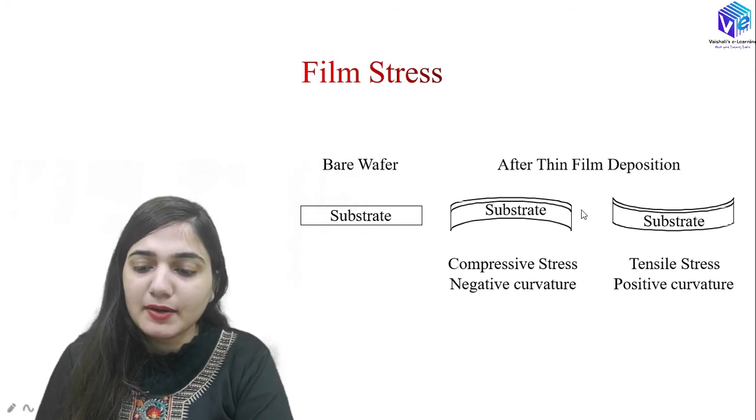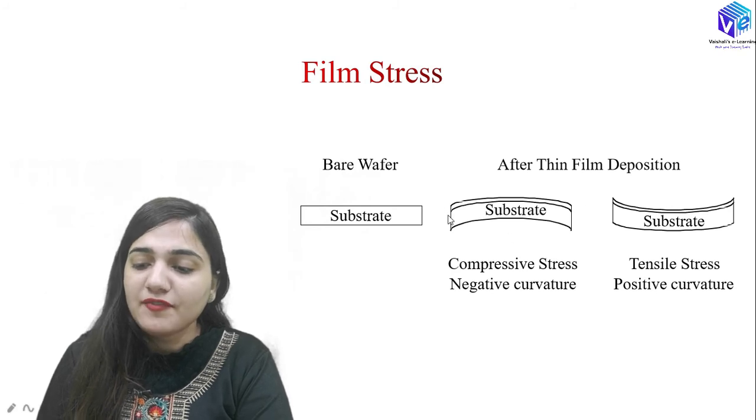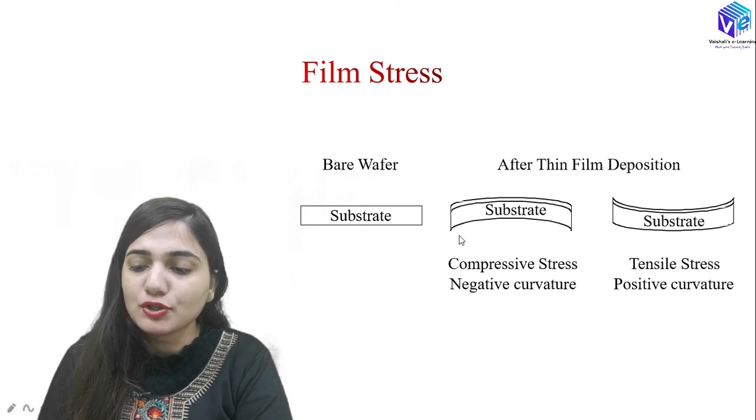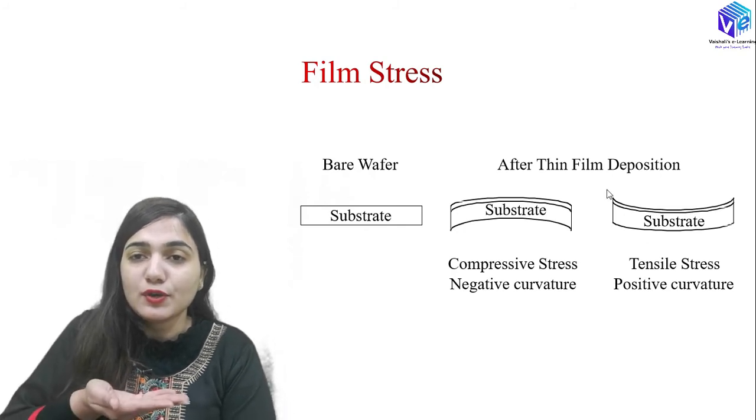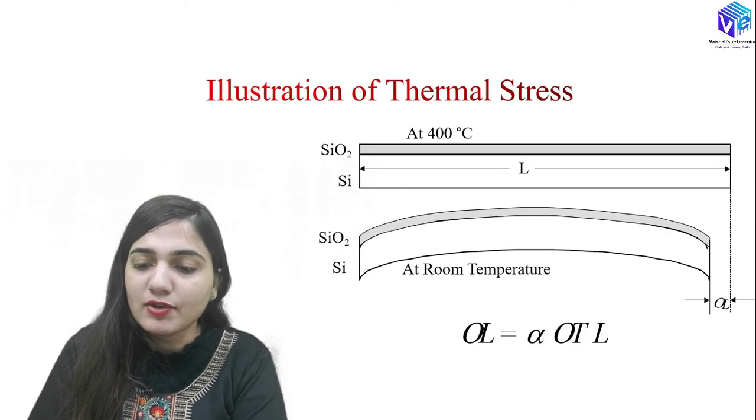So you can see the film stress. If I have the bare wafer, the substrate would look like this. After the thin film deposition, if I have the compressive stress, I am going to get the negative curvature. If I have the tensile stress, I am going to get the positive curvature. The substrate is going to bend. Okay, I am going to get a curvature.